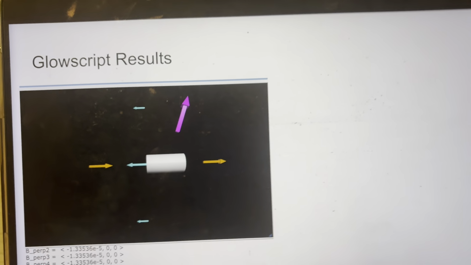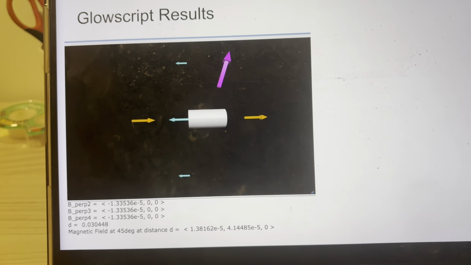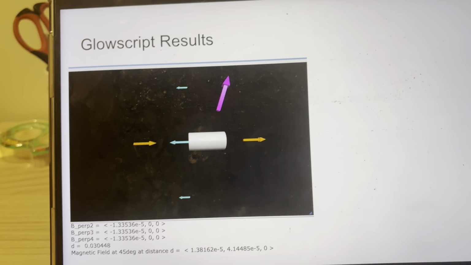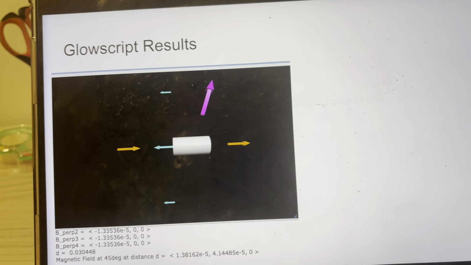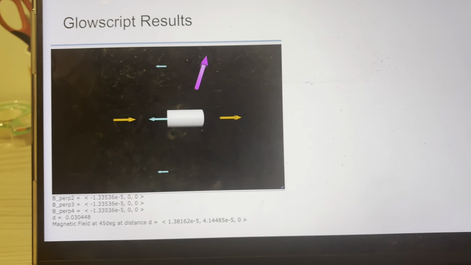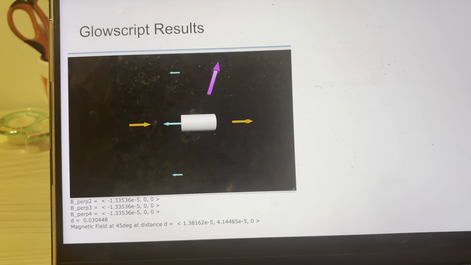Cool. So these were the results I got. Again, the directions and stuff should be right, but it might be a little bit wrong in terms of magnitude, but this is what I got for all of my stuff. Yay. Awesome.